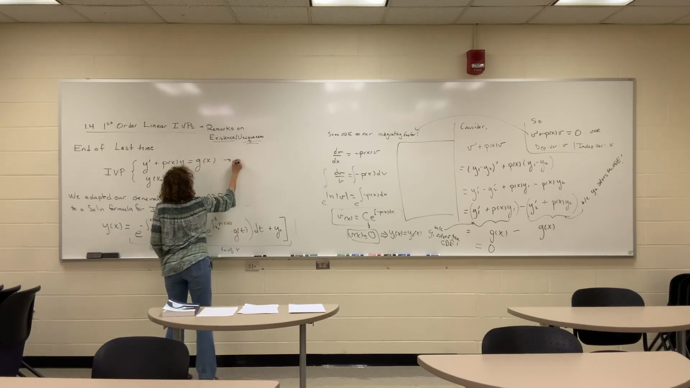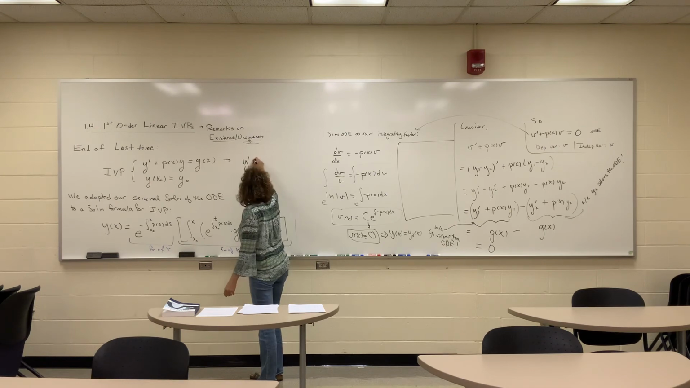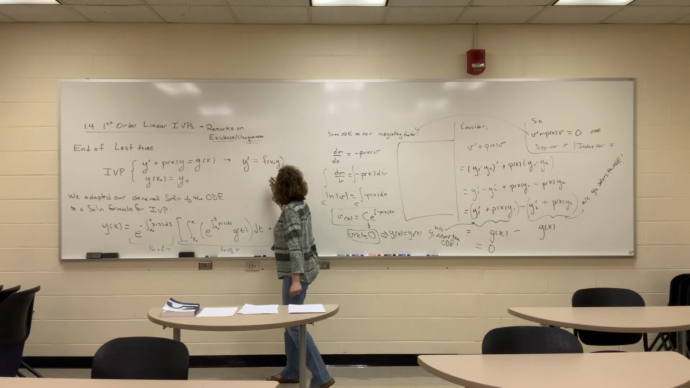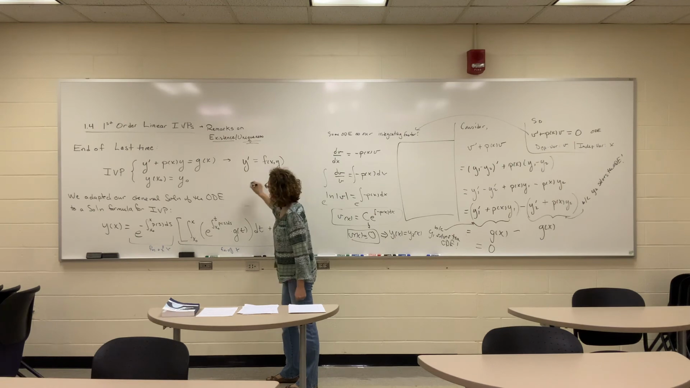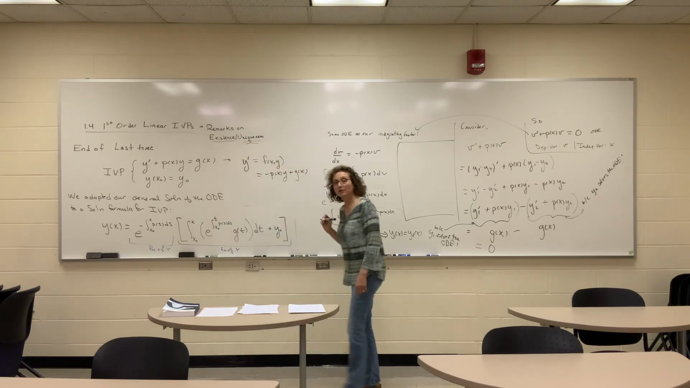Next time we're going to think about this guy in the framework of y prime equals f of x and y, okay? So what would f of x and y be for this guy, right? We'd have minus p of x times y plus g of x.